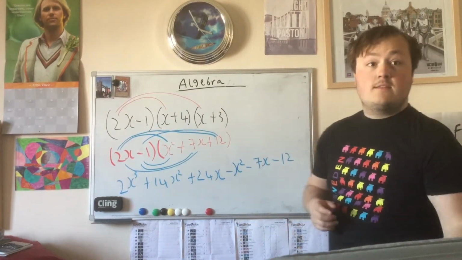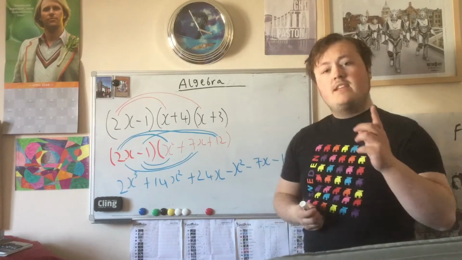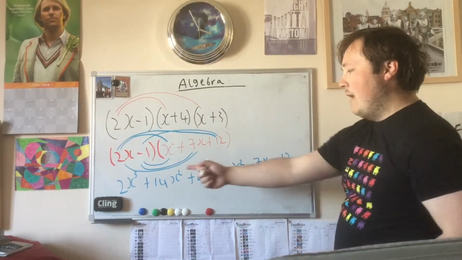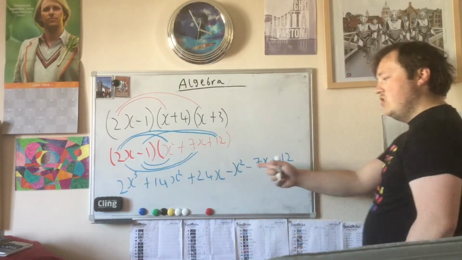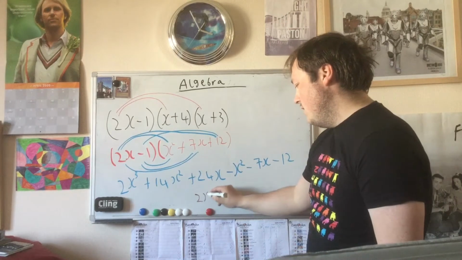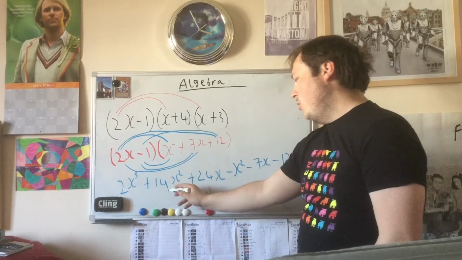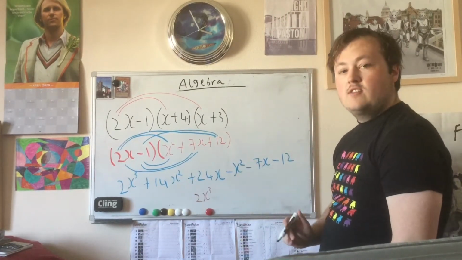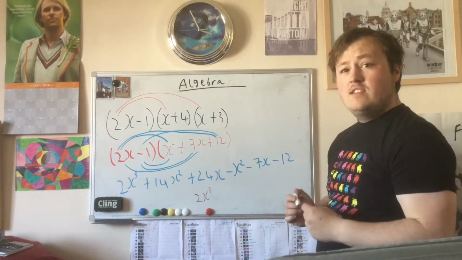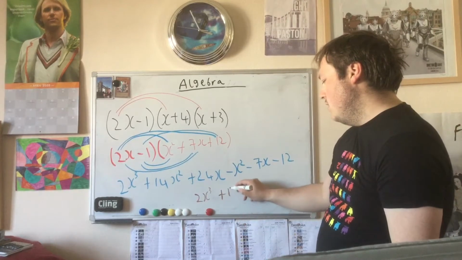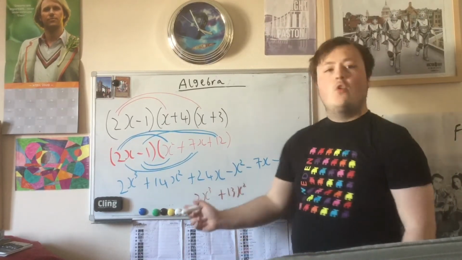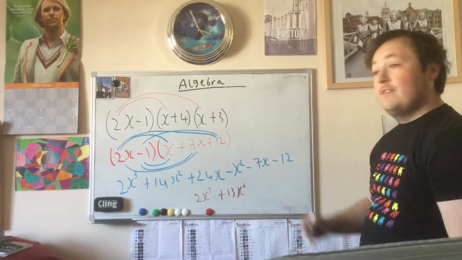Now if you got this far, I'll give you a point. But to get the full points, we have to tidy this up because it's a bit long. So we have a 2x cubed here. Are there any other x cubed here? Nope, so we put 2x cubed. We have 14x squared here and we have a negative x squared here, so to put those together. So what's 14x squared minus x squared? That becomes 13x squared.